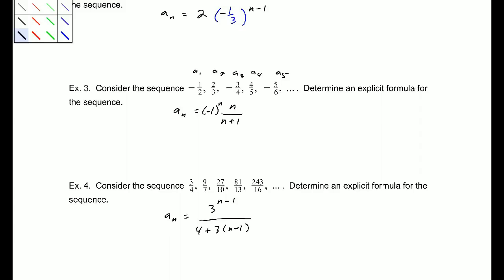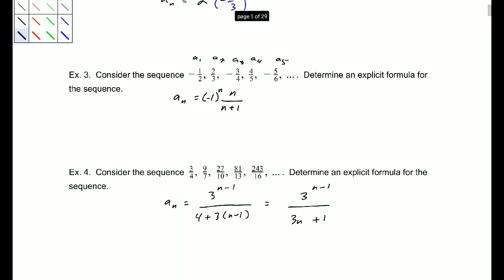Okay, so let's rearrange that as (3n - 1) over (3n + 1). That is our explicit formula for that. And again, plug values in and make sure that they match.